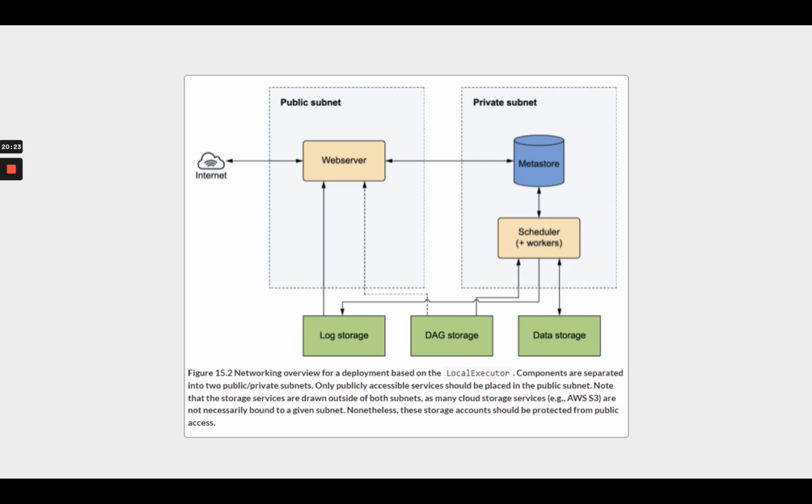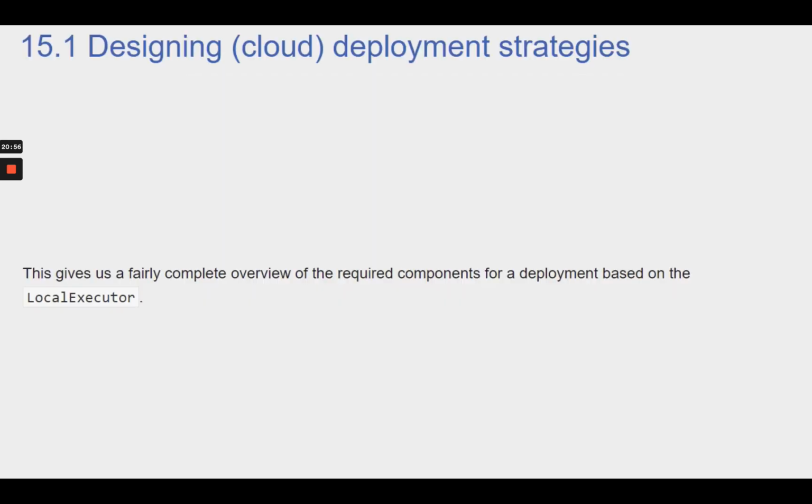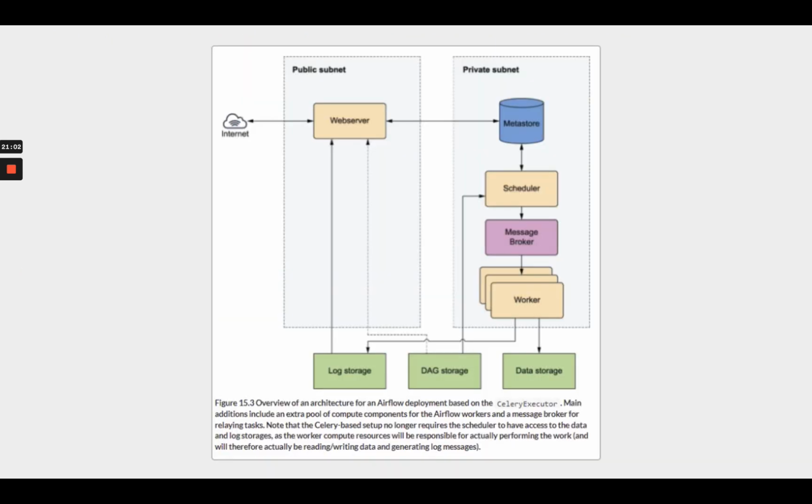Besides these compute and storage resources, we also need to consider networking. Here we have two main concerns: how we will connect the different services together, and how we organize our network setup to protect our internal services. As we will see, this typically involves setting up different network segments, public and private subnets, and connecting the different services to the appropriate subnets. Figure 15.2. Additionally, a complete setup should also include services that protect any publicly exposed services from unauthorized access. This gives us a fairly complete overview of the required components for a deployment based on the local executor.